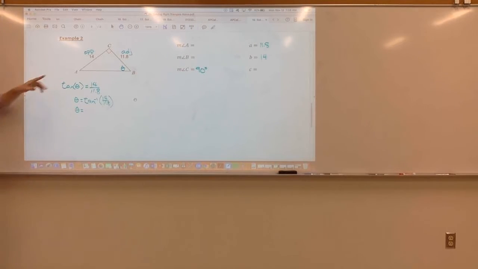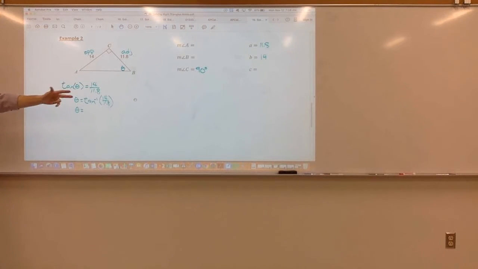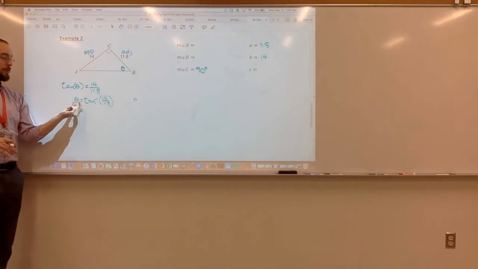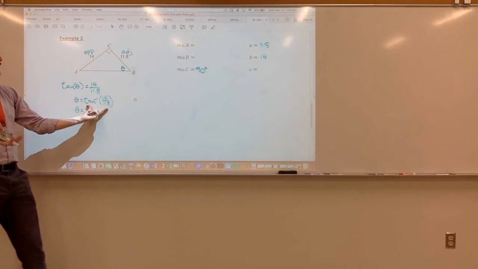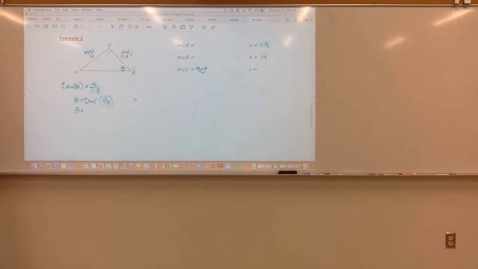All right, so Mike, you first solve for angle B. Label the sides opposite and adjacent. That would be tangent. So we get tangent of theta equals 14 over 11.8. We take the inverse tangent of both sides then. Inverse tangent of 14 over 11.8, we can put in the calculator. Why is there a -1?